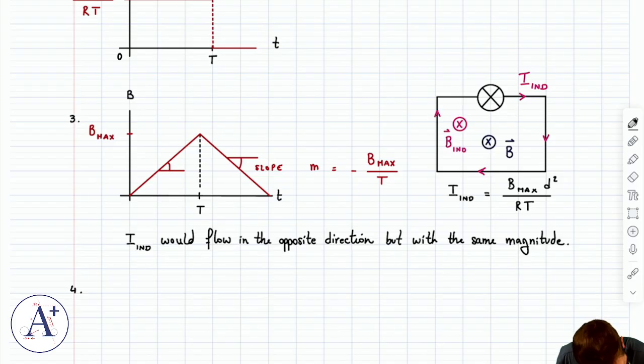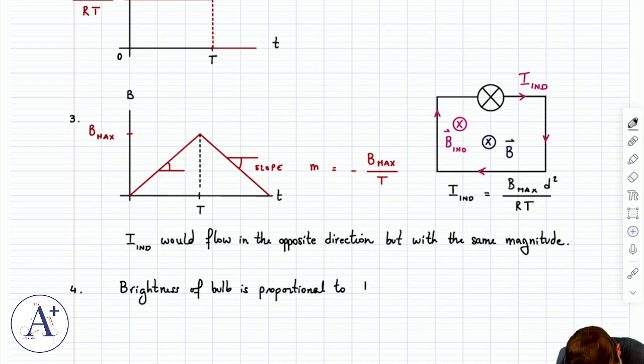Okay, well, look, the brightness of the bulb is proportional to I induced squared, which is B max squared. I'm going to write it like this, over T squared multiplied by D, well, actually D to the 4, really. D to the 4 R squared.